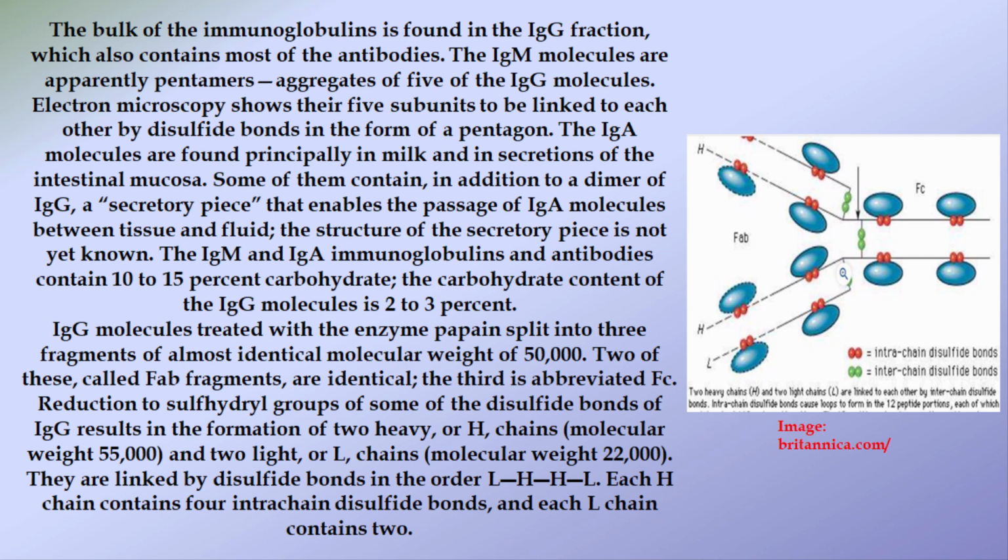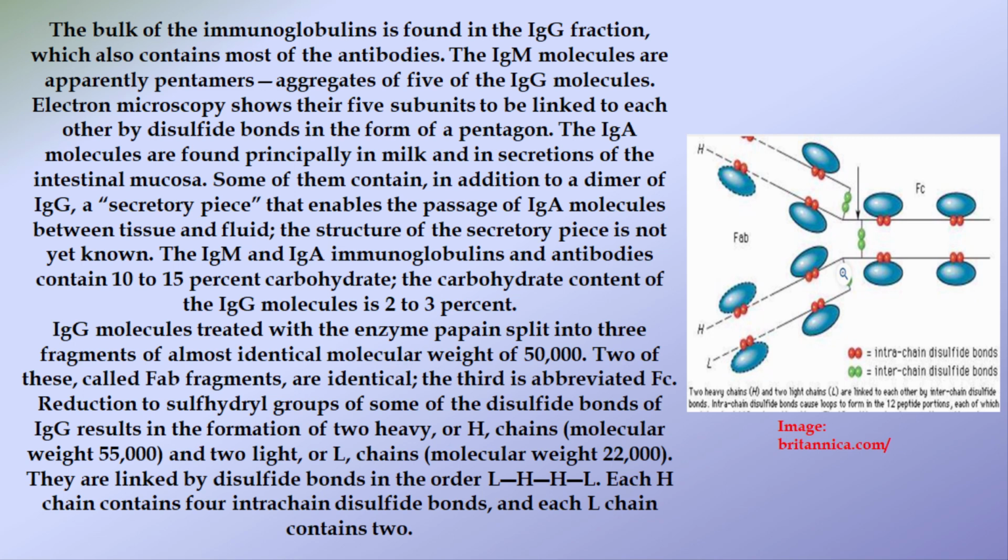Some of them contain, in addition to a dimer of IgG, a secretory piece that enables the passage of IgA molecules between tissue and fluid. The structure of the secretory piece is not yet known. The IgM and IgA immunoglobulins and antibodies contain 10 to 15% carbohydrate. The carbohydrate content of the IgG molecules is 2 to 3%.